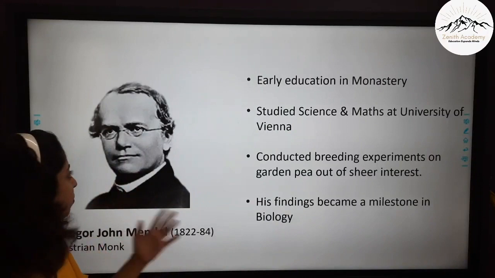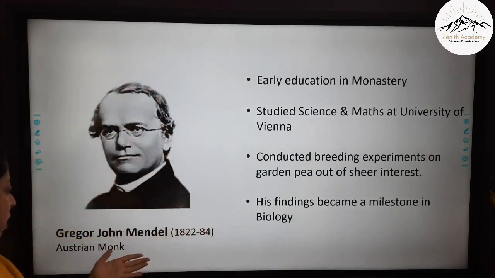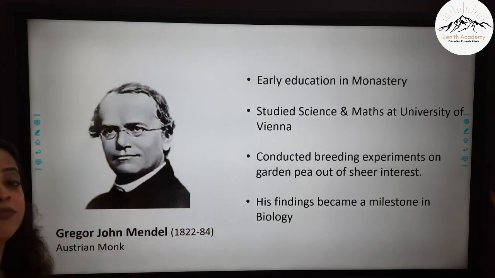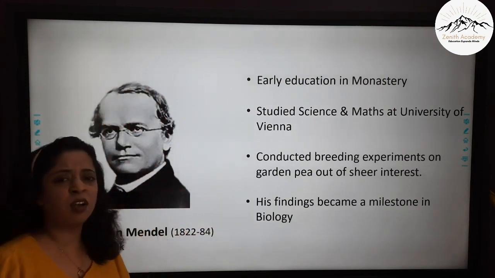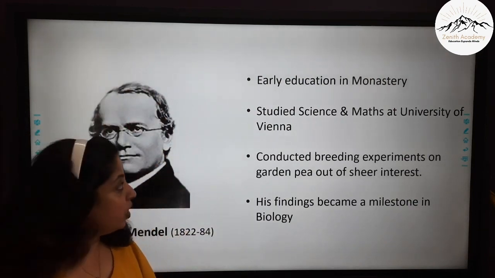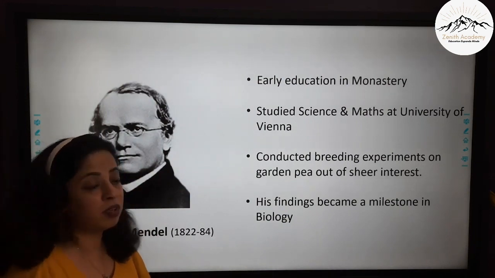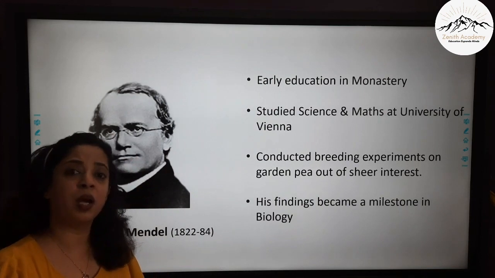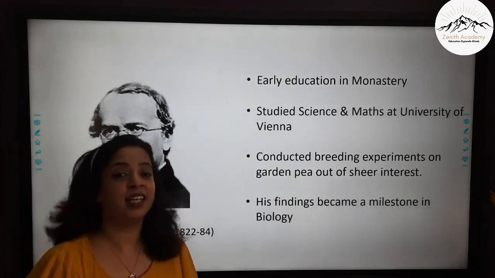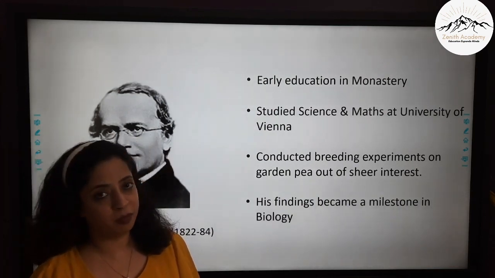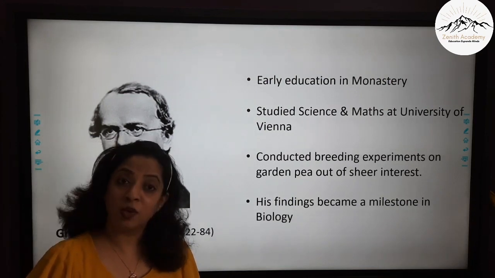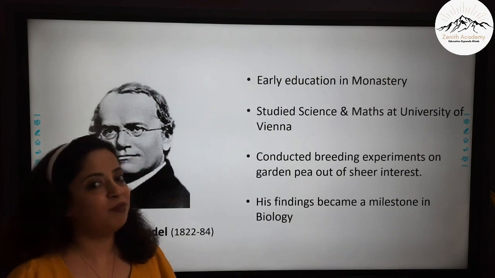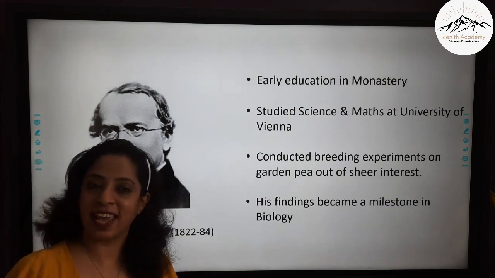So children, you must know first who was Mendel. Gregor John Mendel was the father of genetics. His early education was in a monastery, and then he went to Vienna for his further studies of science and maths. Now he always wanted to become a teacher. Unfortunately, he failed in the examination of becoming a teacher. But what he found later made him the teacher of teachers like us.